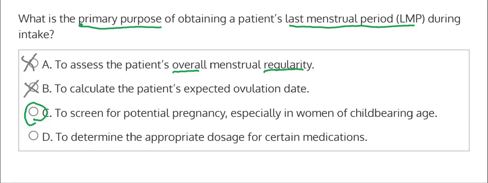And option D says to determine the appropriate dosing for certain medications. And typically the last time they had their menstrual cycle, or LMP, would not affect their dosing of certain medications. It would be a better choice to go with option C, screening for potential pregnancy for women of childbearing age. That would be more appropriate than option D. And looking back to options A and B, which we eliminated as well, option C seems to be more appropriate for what would be most relevant to the provider at this time.